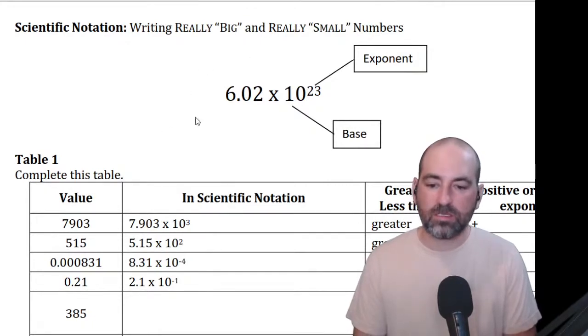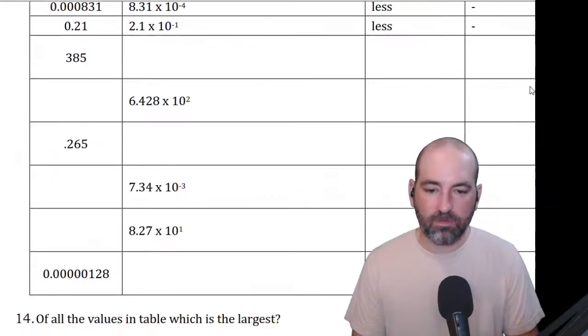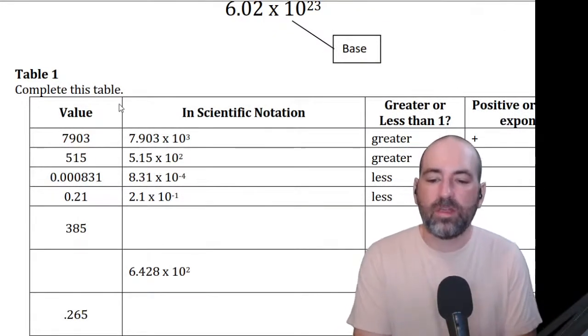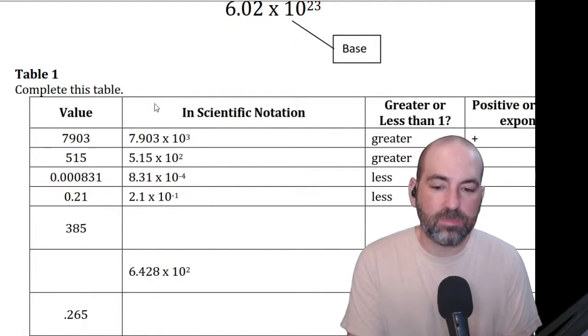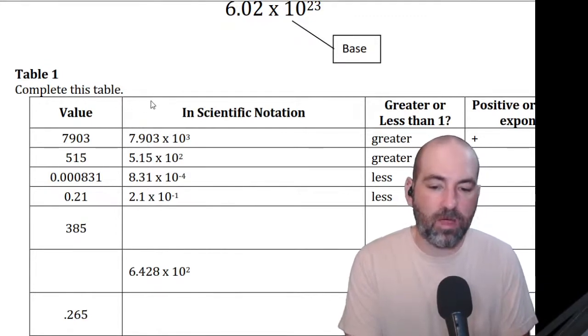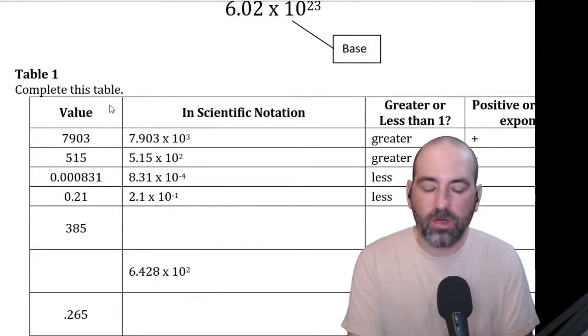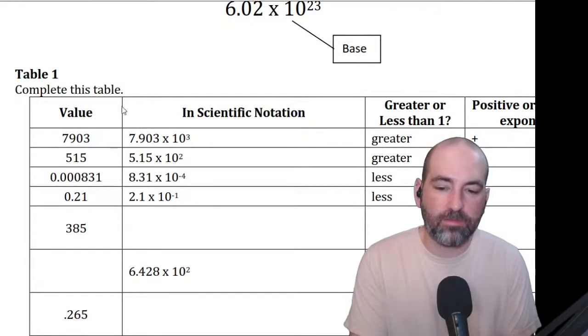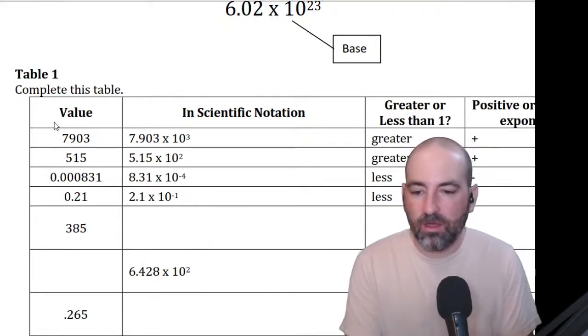So in this case, well, that's a really big one. Let's use one of these examples. So 7,903, we could write that as 7.903 times 10 to the third power. 10 to the third power is 1,000. So that's basically saying this number times 1,000, which would move the decimal place 3 places over to the right and get you 7,903.515.